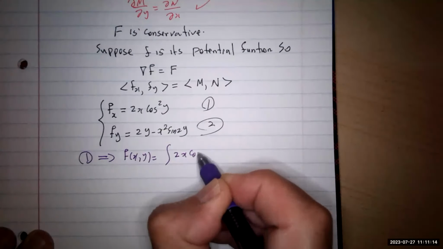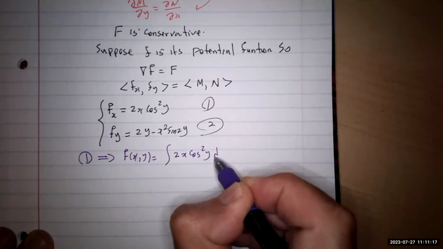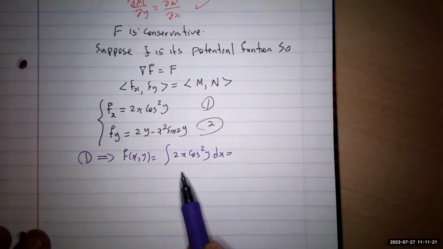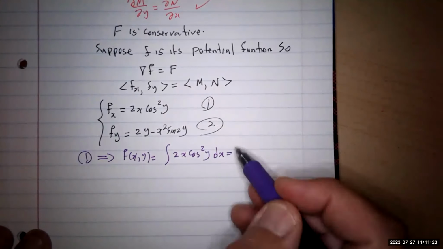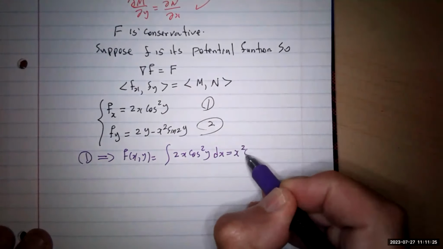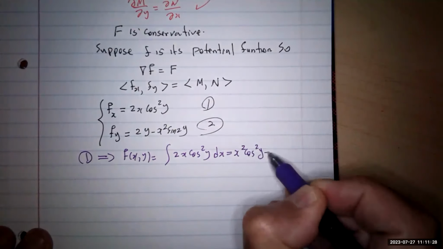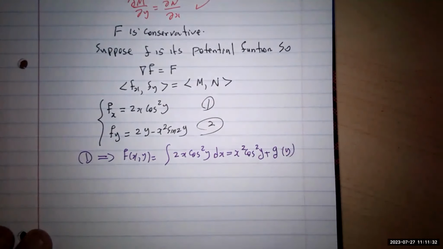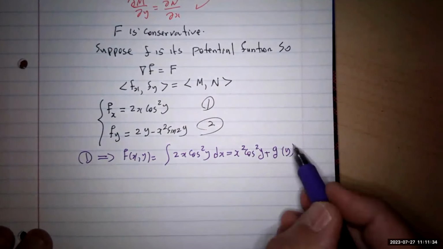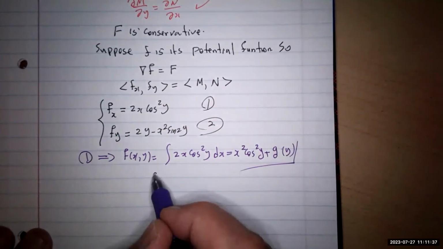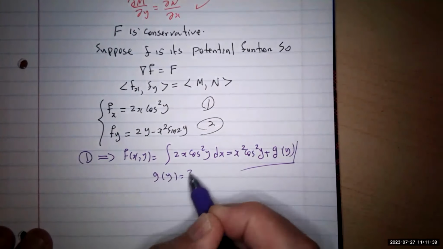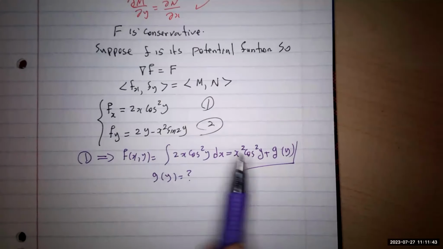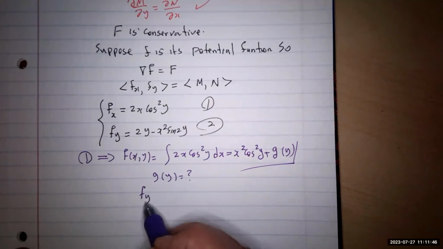It's the integral of 2x cosine square of the y dx. Easy to integrate: the integral of 2x is 2x squared over 2, which is x squared. So that gives you x squared cosine square of the y. There is going to be a constant, that is a function of y, g of y. So we have to check the g of y. We have to differentiate with respect to the y and then compare it with the second part.